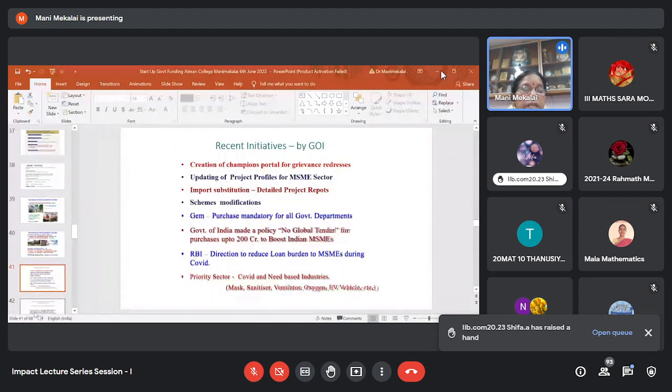So what are the new initiatives that the Government of India has brought in? It's basically the creation of the Champions Portal for grievance redressal. There is a portal where any grievances can be raised. For example, you are interested in a startup and you started, but there are no takers. That can also go there, so that like-minded people will come and help. There are a number of other services: updating of project files, import substitution, scheme modifications, the GeM process of purchase, etc., etc.